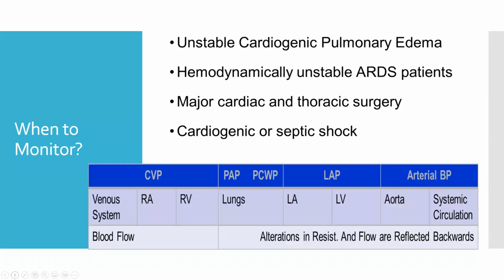When to monitor: unstable cardiogenic pulmonary edema, so your CHF patients, hemodynamically unstable ARDS. It could be hemodynamically unstable septic shock, major cardiac and thoracic surgery. So again, cardiac and thoracic surgery, almost all of them, particularly cardiac surgery, are going to have a Swan in for a couple of days. Cardiogenic or septic shock, relating to the hemodynamic instability that can accompany that. And then a little bit on venous system blood flow, correlating these different measurements with what system, and a little bit more on the blood flow there.